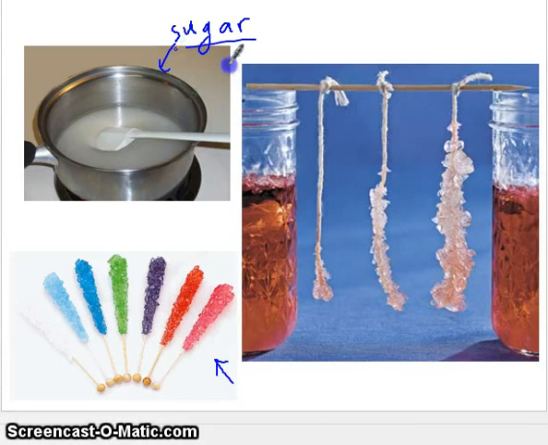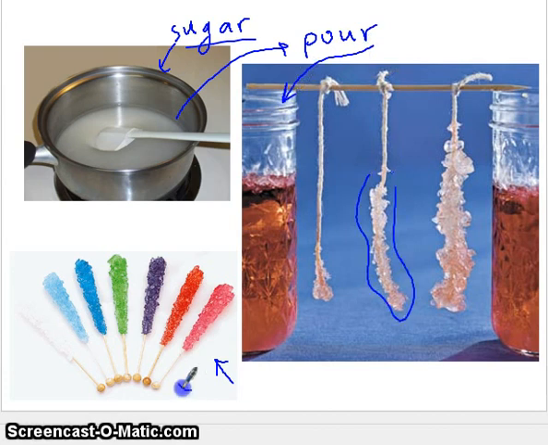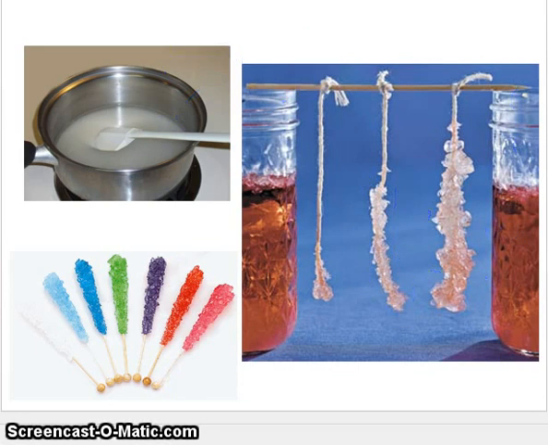Then you would pour the liquid into a container. You can put it in one of these jars. And then you would suspend something in the jar, like a string. You can do a piece of wood, and leave it for a number of days. And as the water slowly evaporates, the sugars crystallize. The crystals begin forming. The sugar comes out of the supersaturated solution and forms on the string. And you can add some food coloring, some flavoring, and that's how you get yourself rock candy from a supersaturated solution.